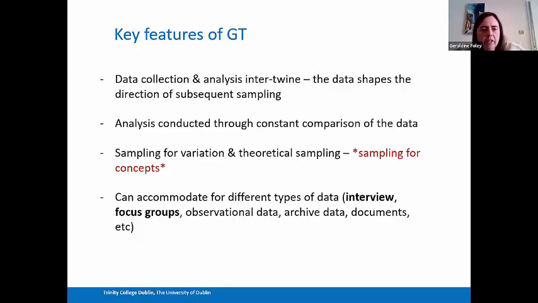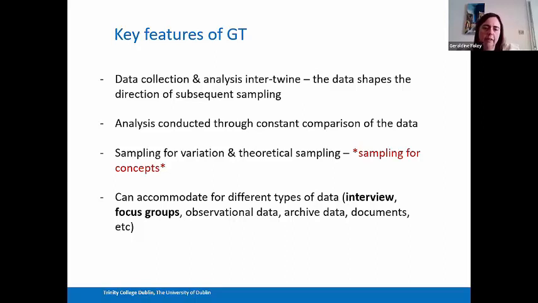Key to sampling in GT, and in most qualitative approaches, is that you sample for variation in your population or in the sample that you're trying to attain. That's contrary to what you would do in quantitative methods, where you try to control for variation. So in qualitative methods, you're always looking for some element of variation within your sample, within the compliance of your exclusion criteria.